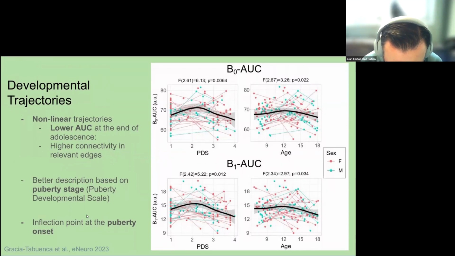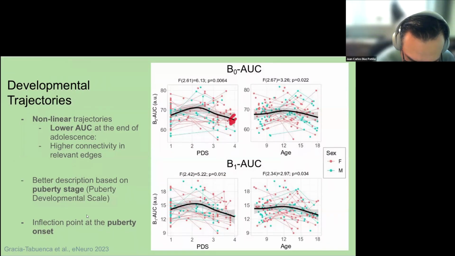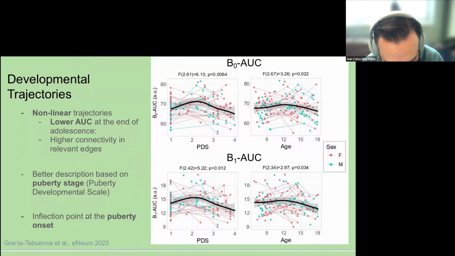And we have also seen the changes using the very one curve, the area under the curve, and these are shown here. So the nonlinear trajectories show us the lower area under the curve at the end of the adolescence and higher connectivity in relevant ages. So the relevant ages are between 2 and 3. It's a better description based on the puberty stage. And the inflection point is at the puberty onset.